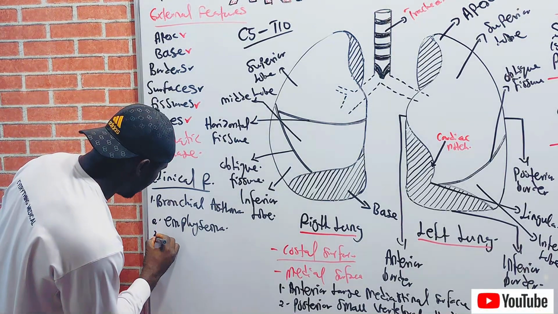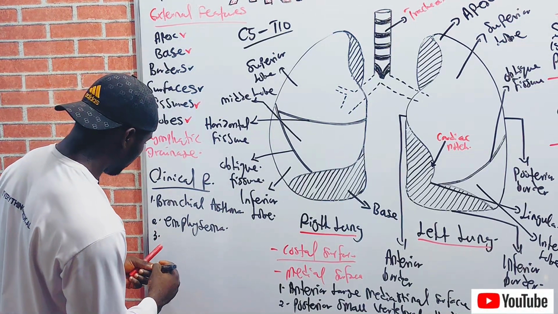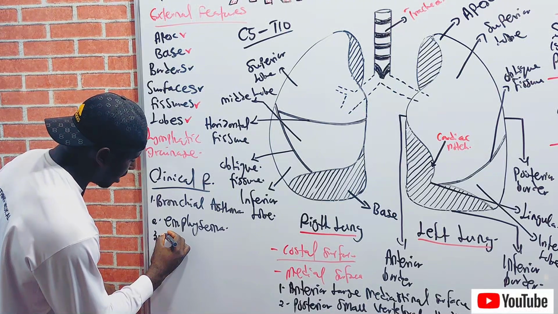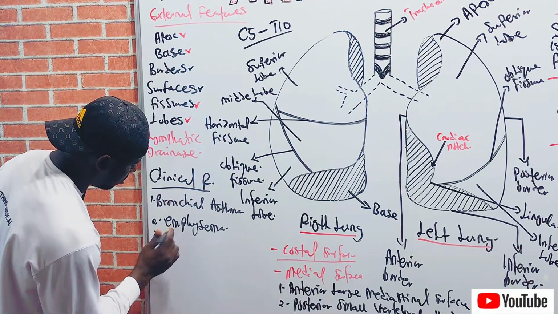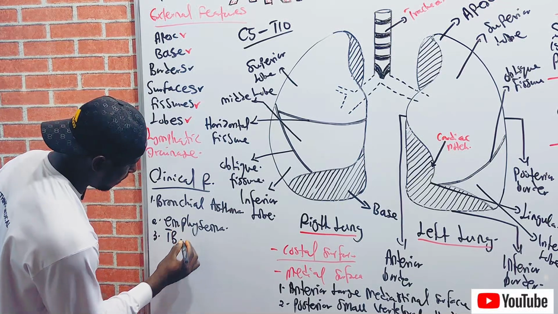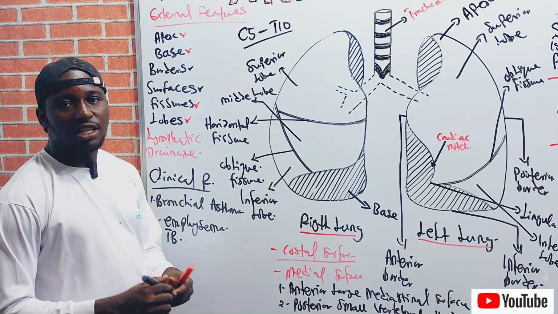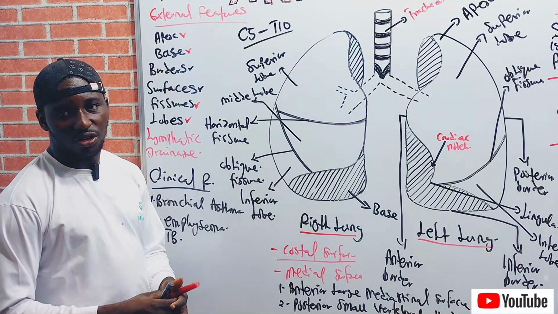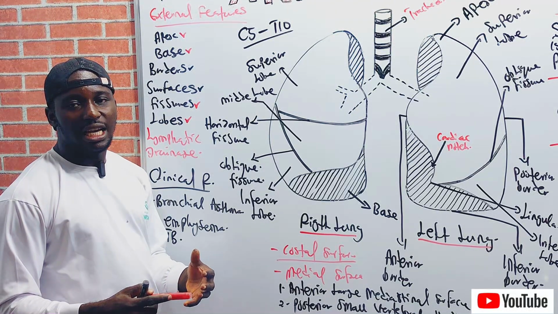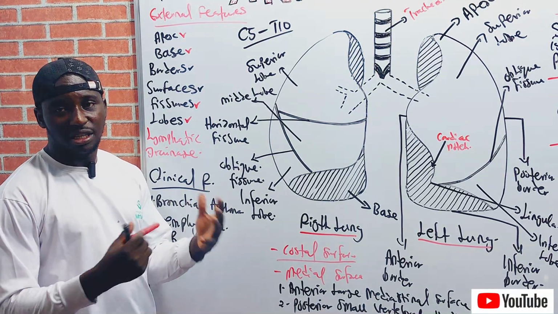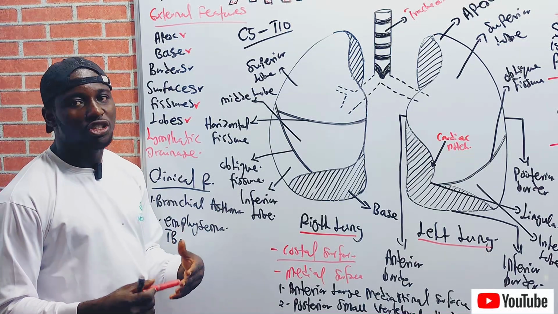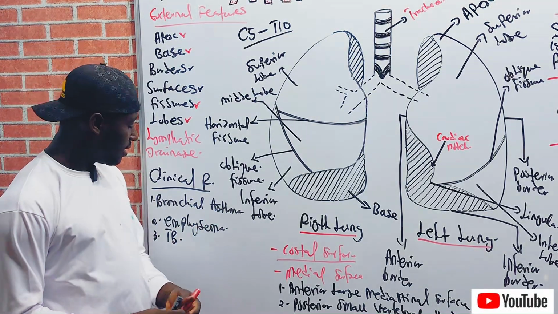The number three is lung tuberculosis, which is TB. Lung tuberculosis is a bacterial infection of the lungs. It is also a deadly pathology of the lungs because it presents numerous symptoms such as coughing and all that.